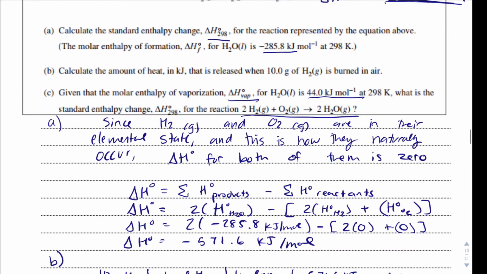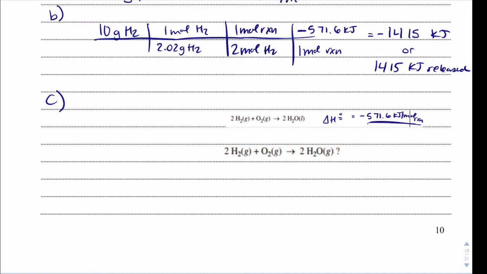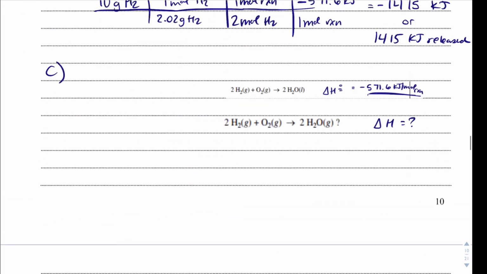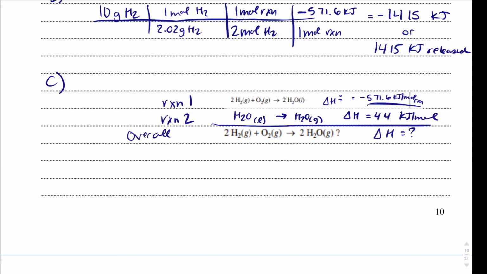Wait. Actually, hold on. No, it's not. We want to know delta H here. What they said is that the delta H for the vaporization, which would be liquid to gas. So H2O liquid going to H2O gas. Delta H for that is 44 kilojoules per mole. So what we've got to do is use Hess's law somehow to get reaction 1 and reaction 2 to add up to be our overall reaction.